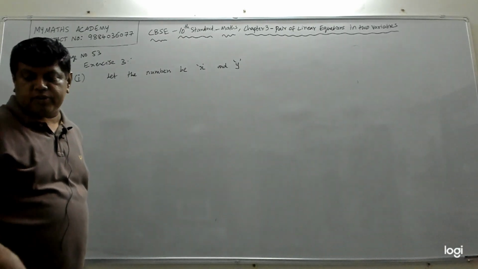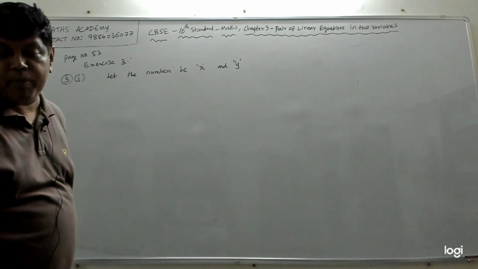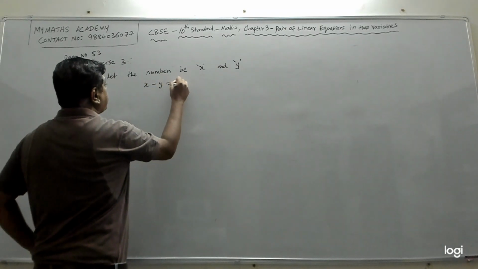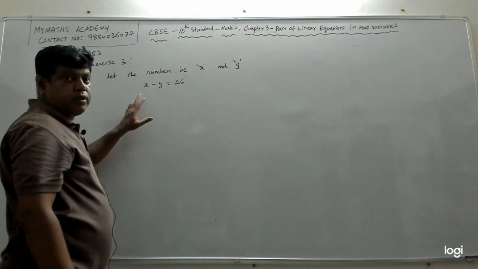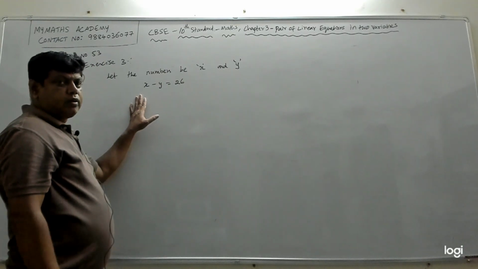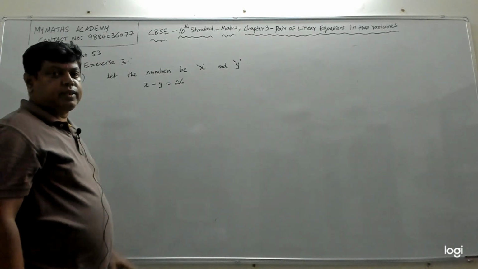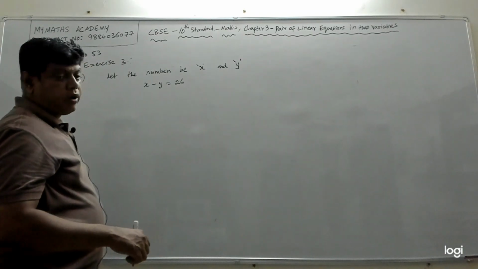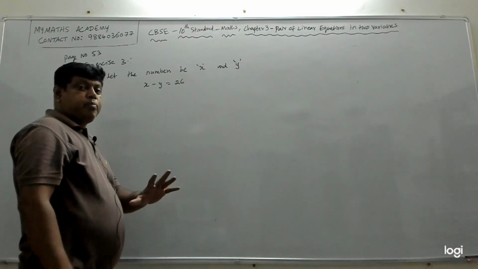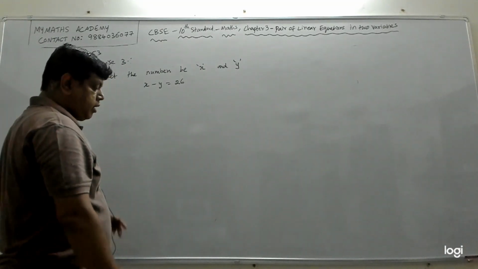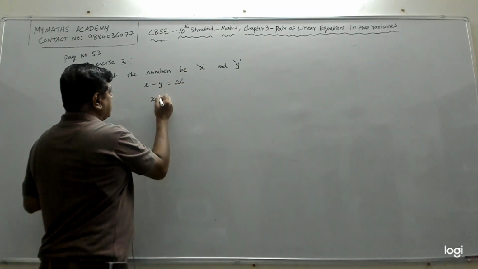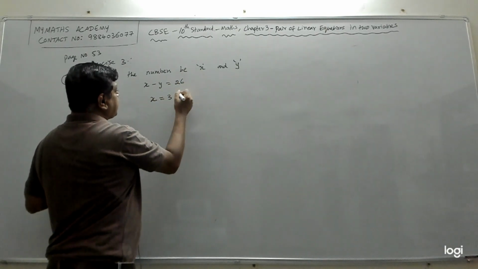Then what is the first statement given? The difference between the two numbers is 26, which means x minus y equal to 26. Now I am assuming that x is the greater number, so x minus y is 26. Now what is the other one given? One number is 3 times the other number, which means one number, which is x, is equal to 3 times the other number, 3 times y.